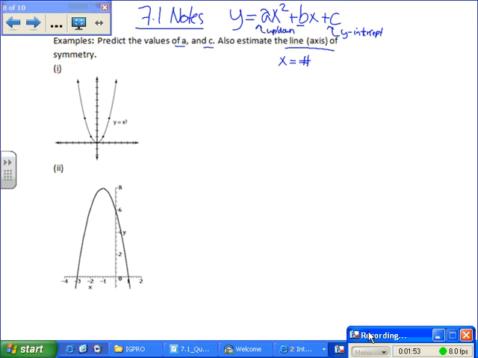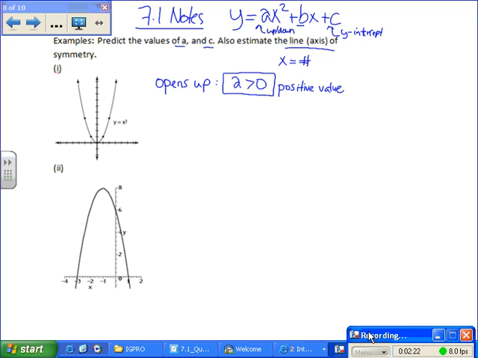Right away, I see that this parabola opens up. And so a is going to be greater than 0. A is going to be a positive value. So immediately I can tell that about this parabola. The next thing I can have a look at is the value of c. Let's figure out what c is.